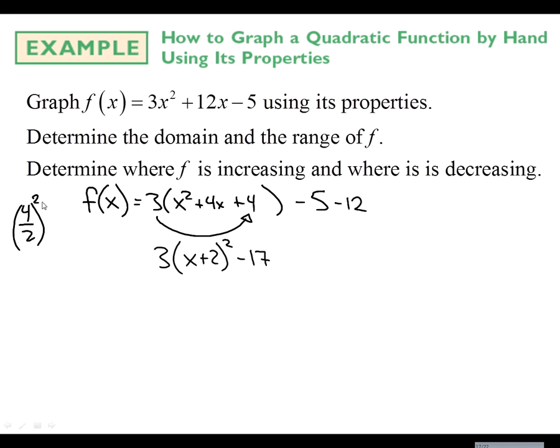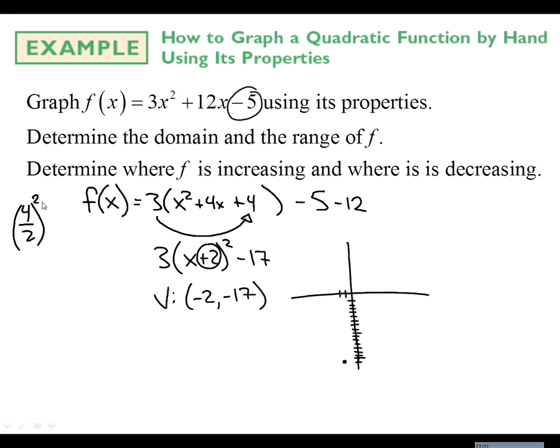And so what we have here is ourselves a vertex at negative 2, remember, the opposite of this one, comma negative 17. All right, so we could graph this. I'm not going to have the x-intercepts in here. Negative 2, negative 17: 2, 3, 4, 5, 6, 7, 8, 9, 10, 11, 12, 13, 14, 15, 16, 17 is down here. And we have a y-intercept at negative 5. 1, 2, 3, 4, 5. Axis of symmetry. We're going to have another point here.